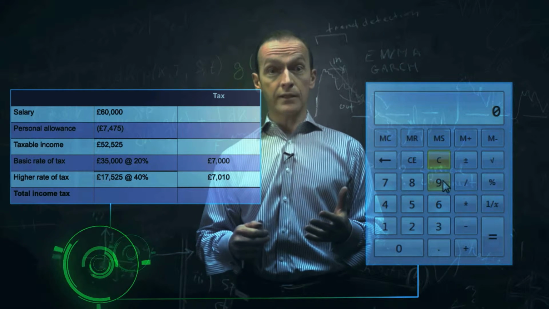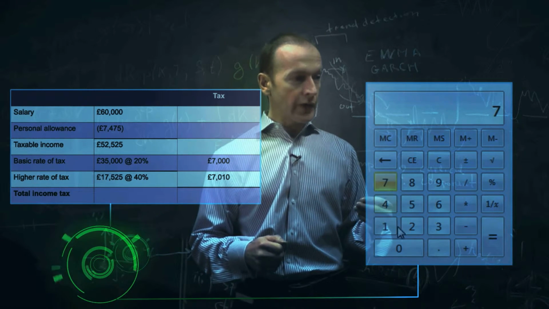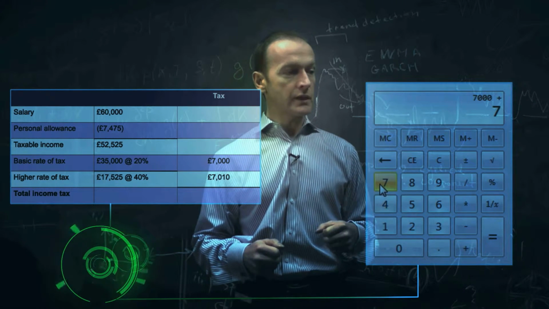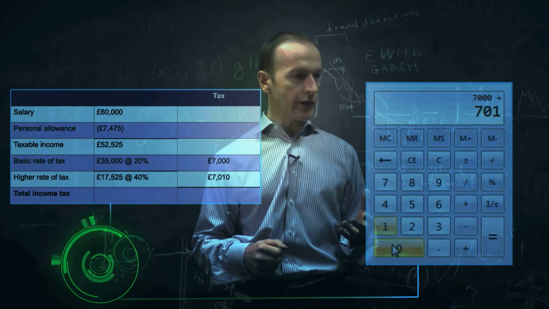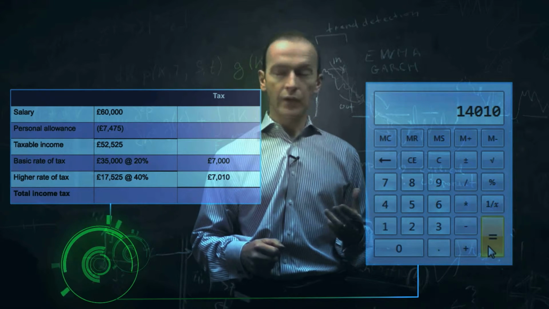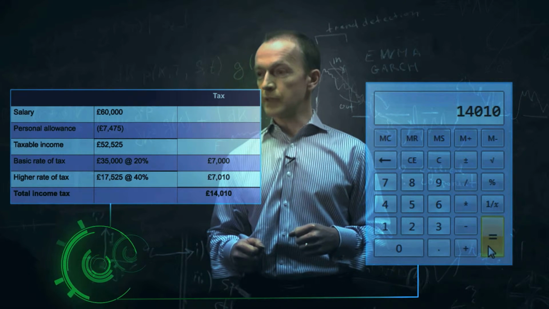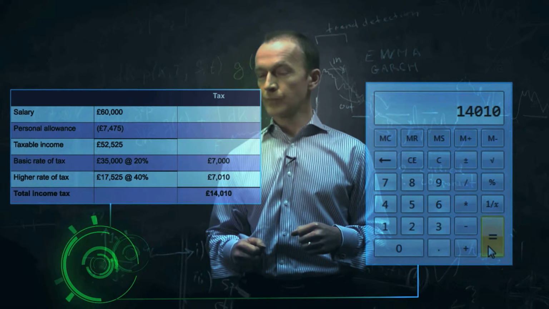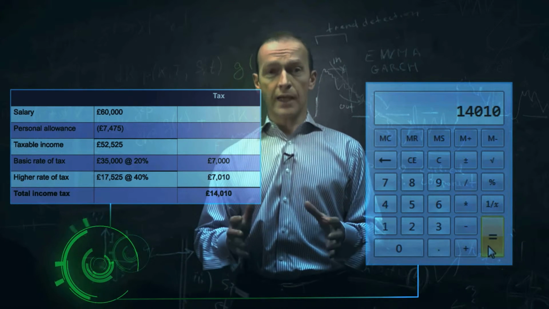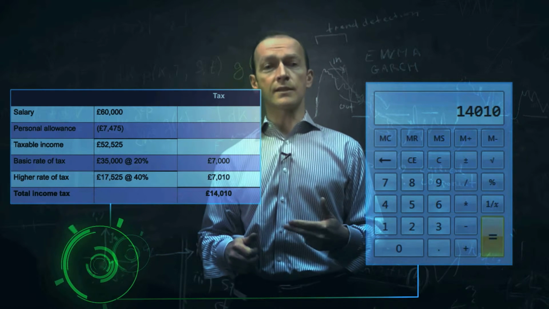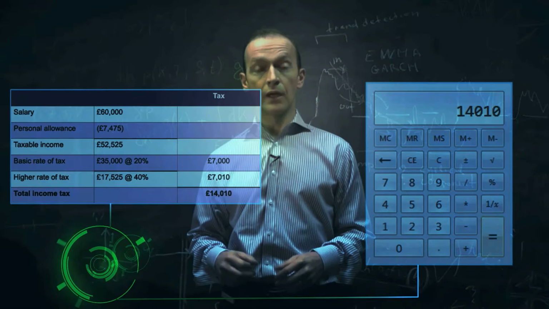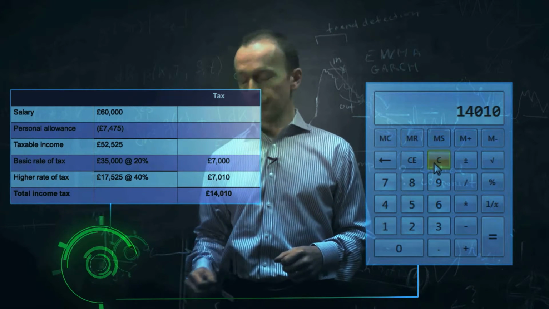So in the calculator we will type in 7,000, which was what he pays at the basic rate, add 7,010, which is what he pays at the higher rate, equals 14,010. Those details we put in the table. And with those simple computations, we have calculated the tax liability of Martin, who has a salary of £60,000. So those are the basic functions.